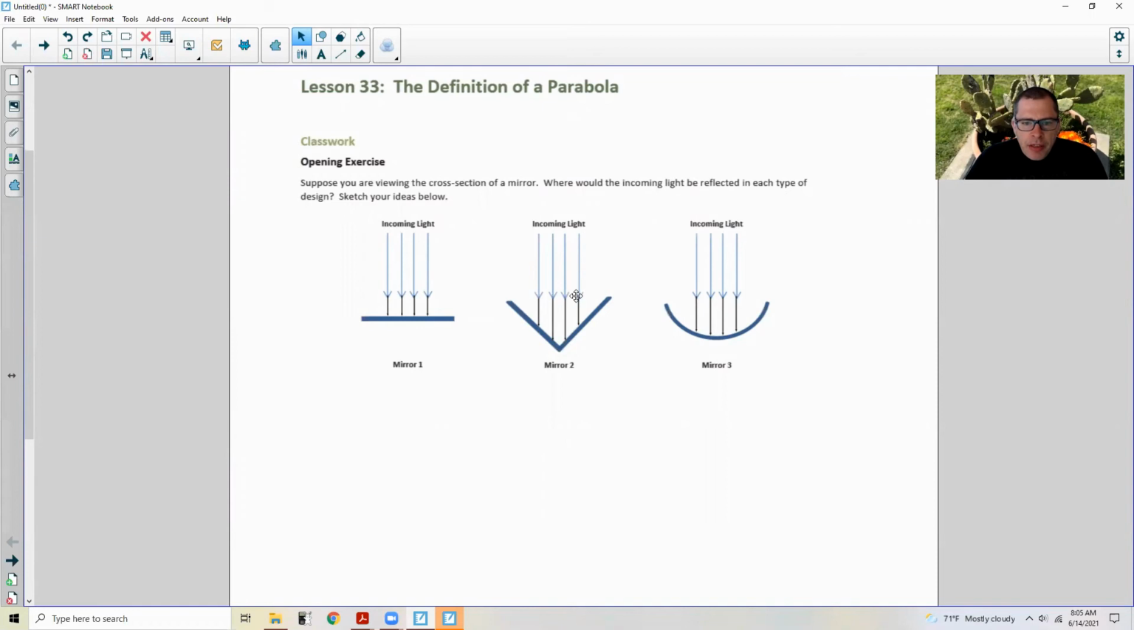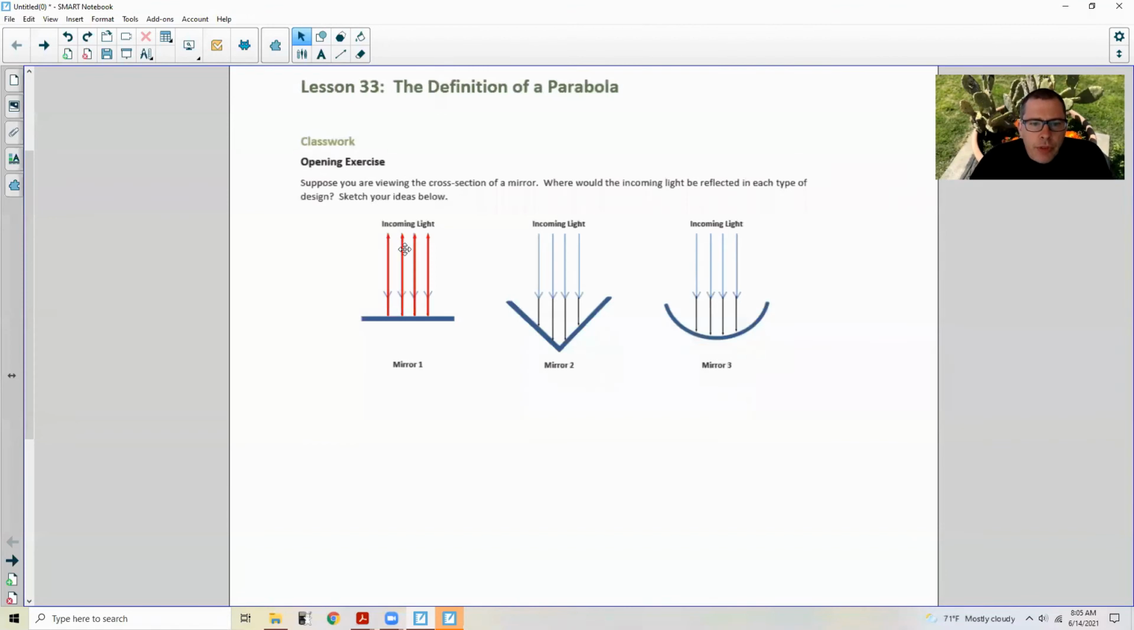That's the incoming light. So I have extended them down to the surface of the mirrors. And as you can see, they're coming down and just touching this flat mirror here. Mirror 2 is shaped like a V or an absolute value function. And mirror 3 is shaped like a parabola. Okay. So what would happen to the reflected light after hitting each of these surfaces?